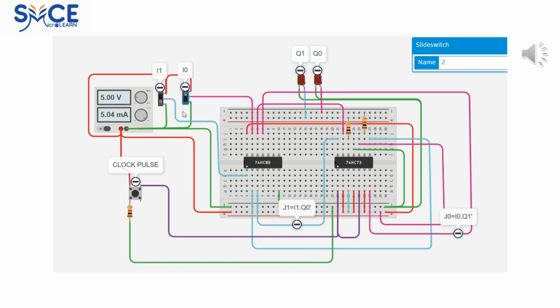Now when I0 is 0 and I1 is 1 while the state machine is in idle state, and the clock pulse is applied, you will find that the state machine goes to the new state of 1, 0. While in this state, the next clock pulse applied to it will make it go back to the idle state. Thus, the design is verified and found to be correct.